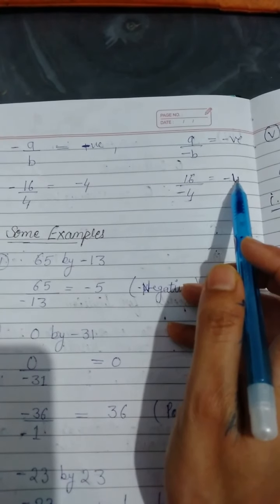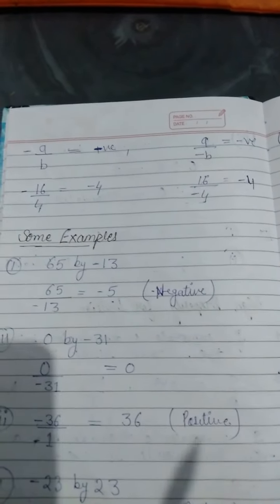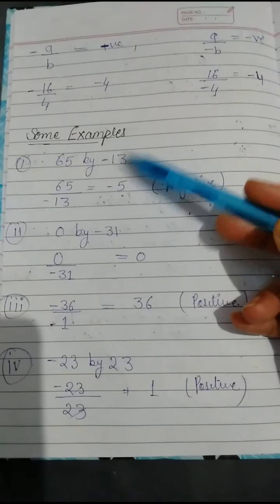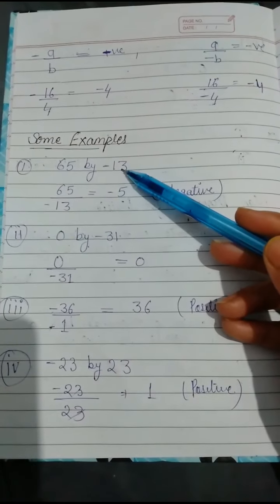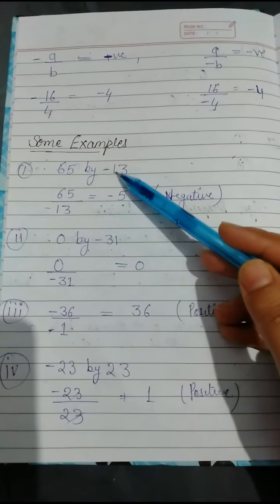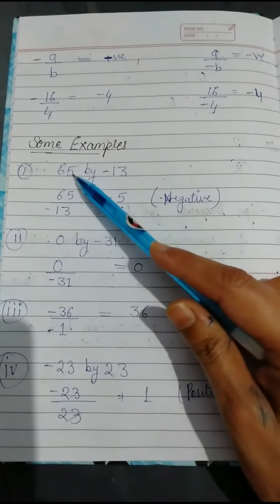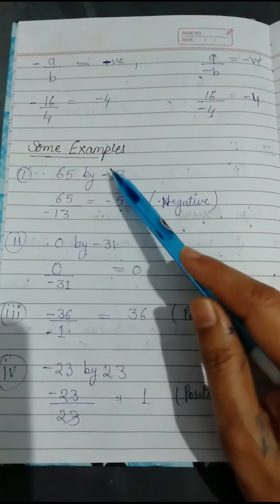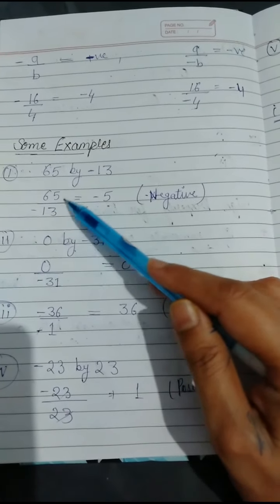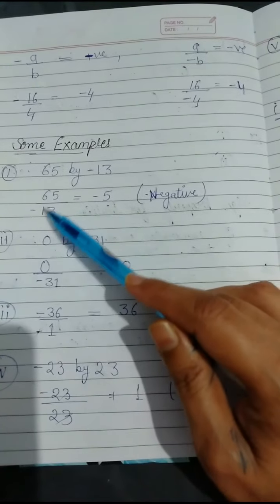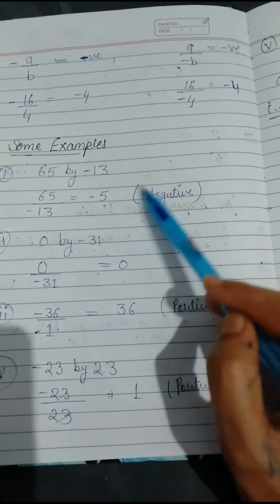4 just 16, answer is minus 4. Now I am explaining some examples. Divide 65 by minus 13. In the division sign rule I have already explained, if one is negative, the result will always be negative. 65 divided by 13, 13 times 5 is 65, so 5, and one is negative, so the answer is negative.